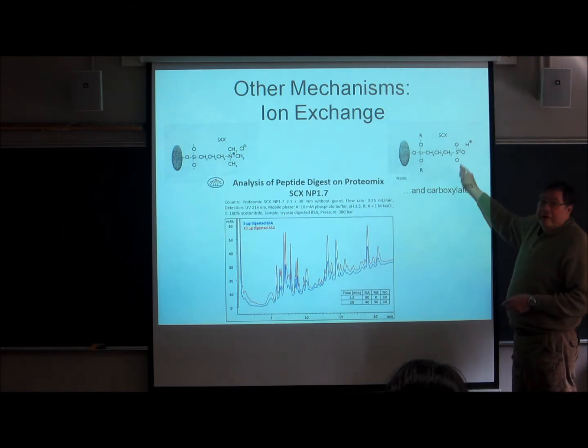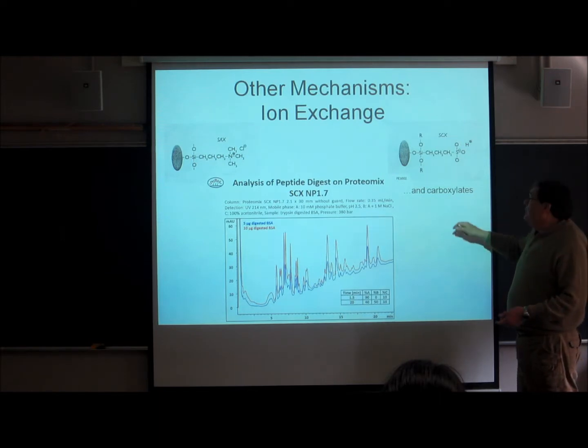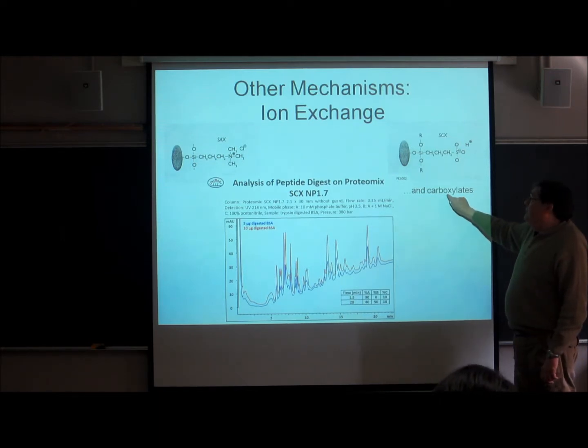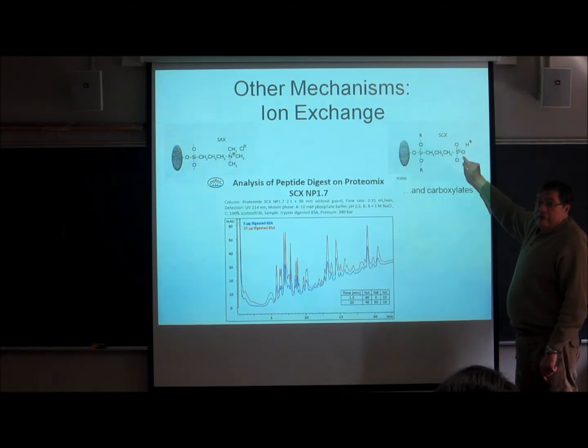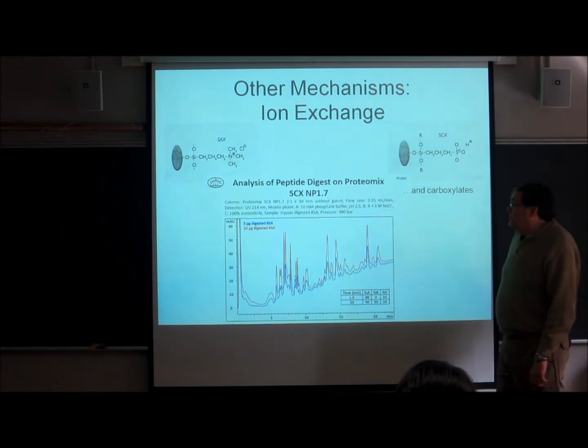And also carboxylates can be used. Carboxylates are weaker cation exchange resins. Remember the pKa's of these are bigger than of these. Sulfonic acids are pretty strong acids, pKa of 1 or something like that. pKa of 4 for carboxylates, just for your reference.